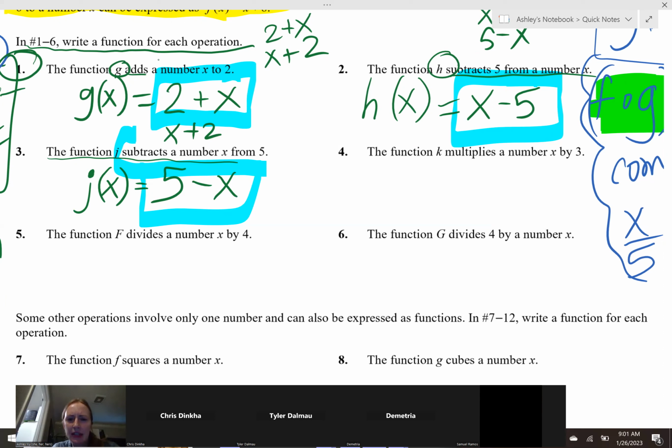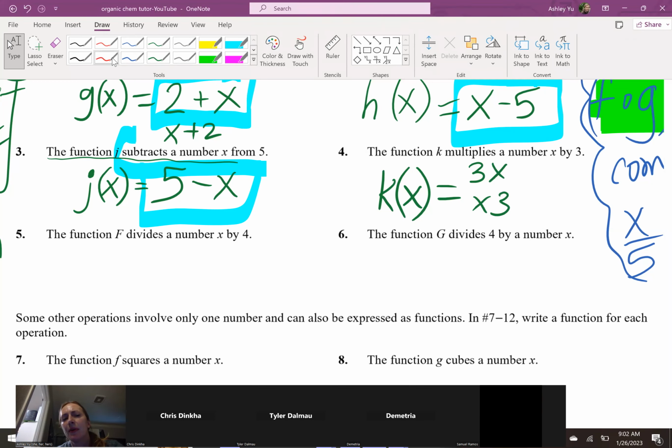Okay. Let's see. Number 4 says the function k. I guess we're running out of letters, so I'm not calling this f of x, I'm not calling it g of x, I'm calling it k of x, just going through the alphabet. Multiplies a number x by 3. So that one, do you think it looks more like 3 times x with 3 on the left, or x times 3 with 3 on the right? Multiplies a number x by 3. Do you think it's one or the other, or does it really matter?